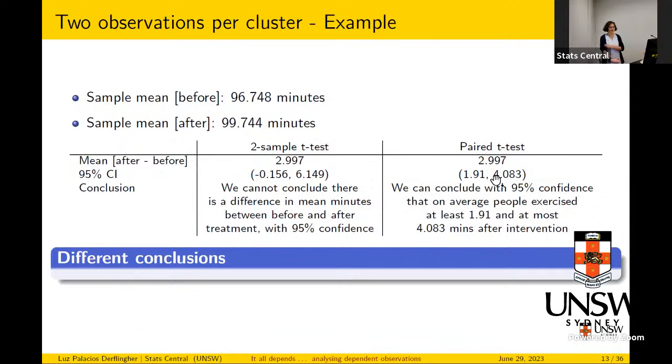Whereas a paired t-test, that's the way it should be done. Now, this is in terms of minutes. In terms of practice, does 2 minutes make sense? Does 4 minutes make sense in practice to say there was an improvement, that the intervention worked or not worked? That's a different story. But from a statistical point of view, you can see that the two have different conclusions.